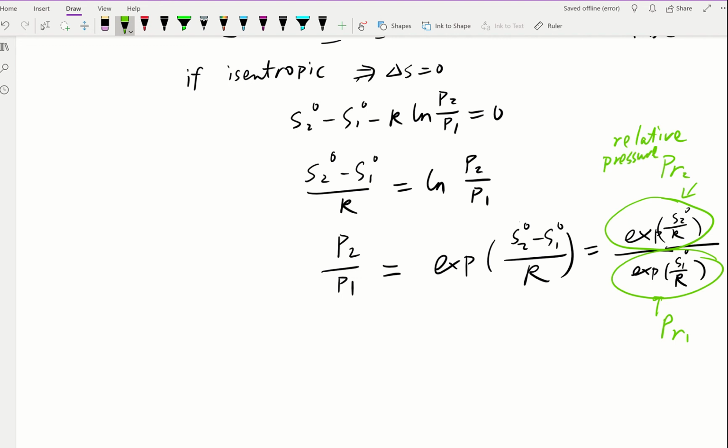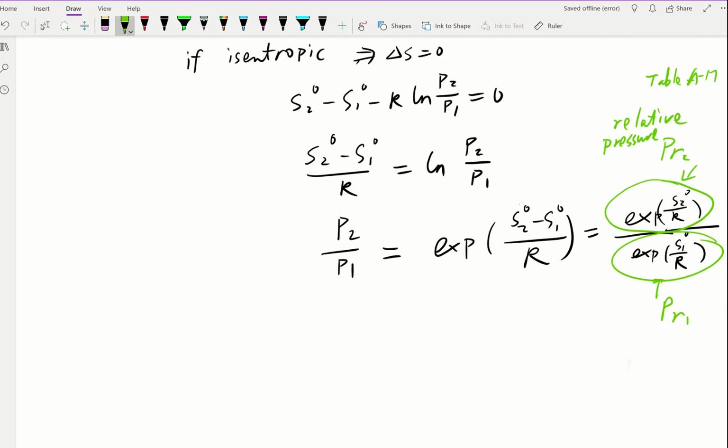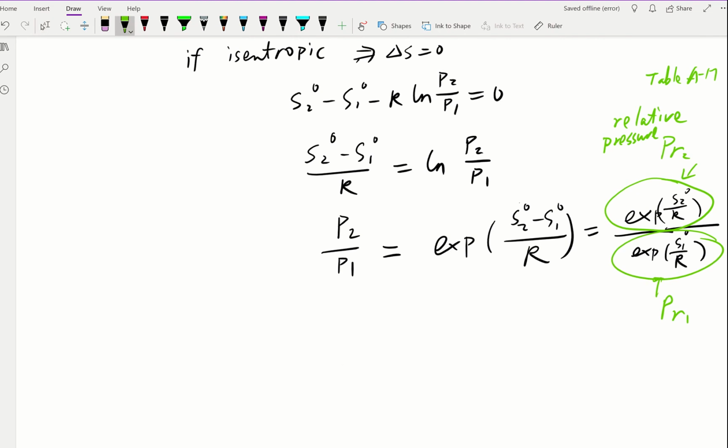So there's a table for that. That's going to be in table A17 for air. A17 and beyond, that's going to be for other ideal gases. So knowing that, you have this very simple equation. That's all we need to know.